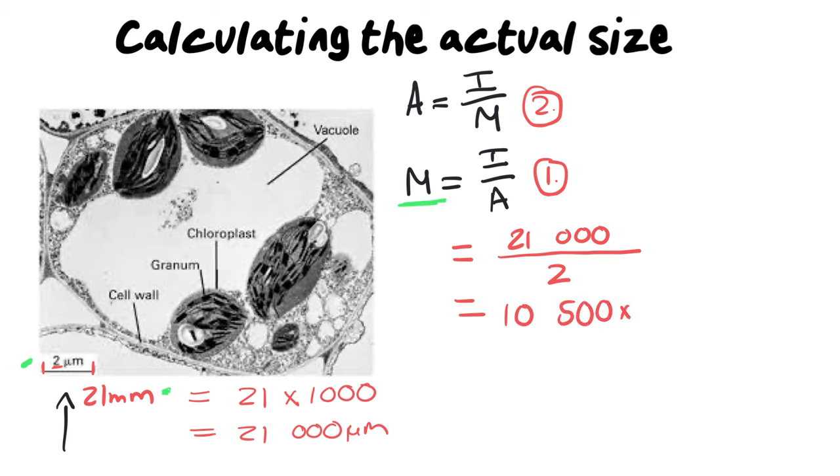10,500 times. Now that we have the magnification, we can now calculate the actual size of this cell that we are looking at here. And now we do as we did before. Remember, we're always going to write out our formula. So A equals I over M. We're going to substitute in the values we have. Now remember, the first value we definitely have is 10,500. And now we need the image.